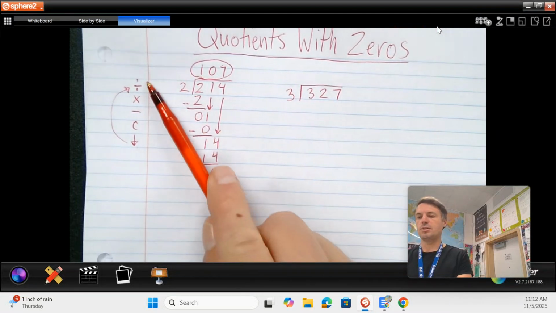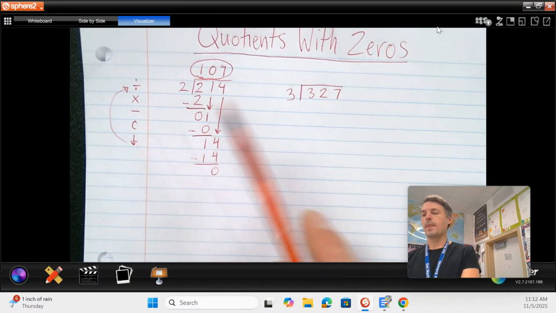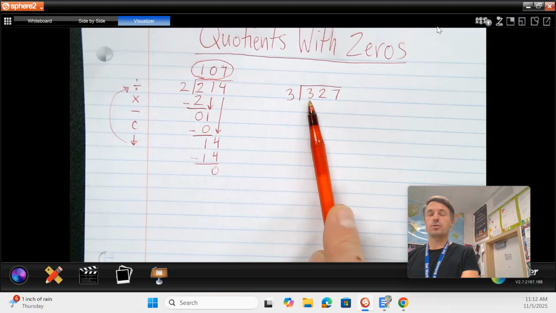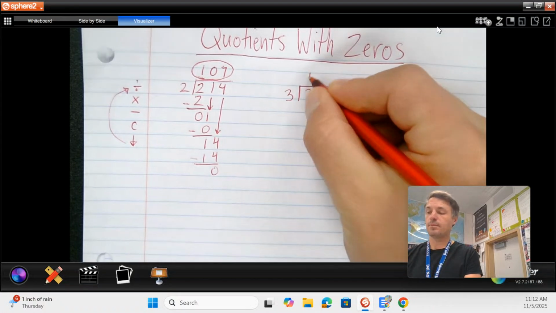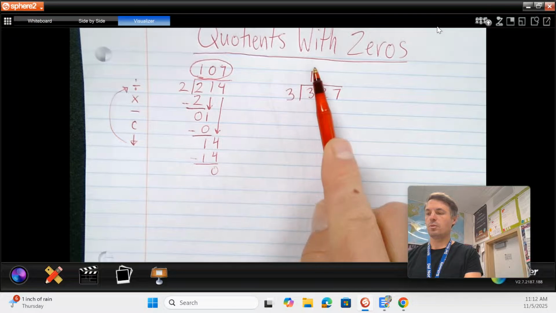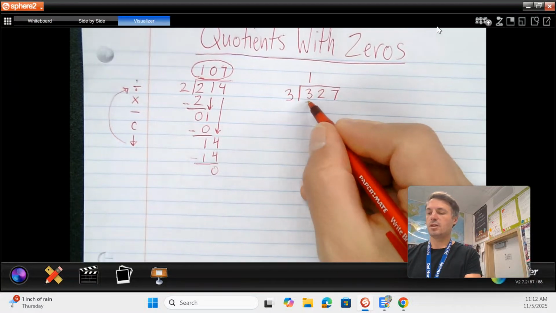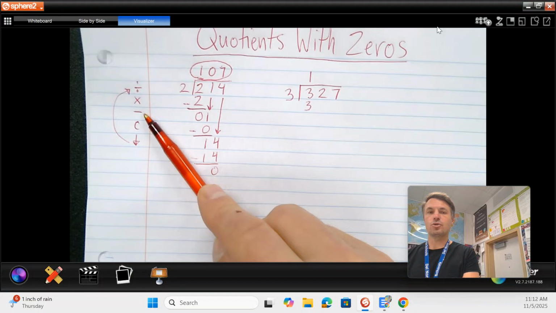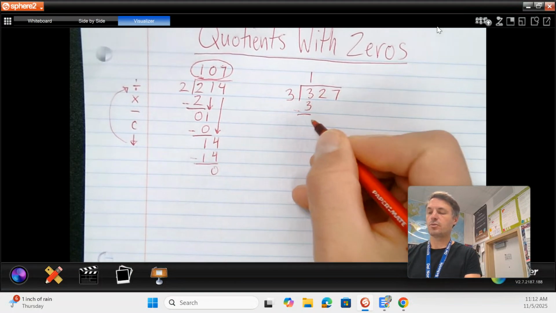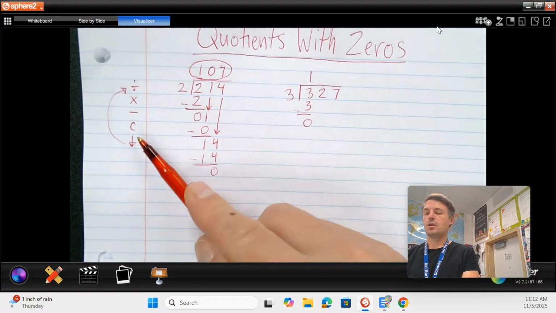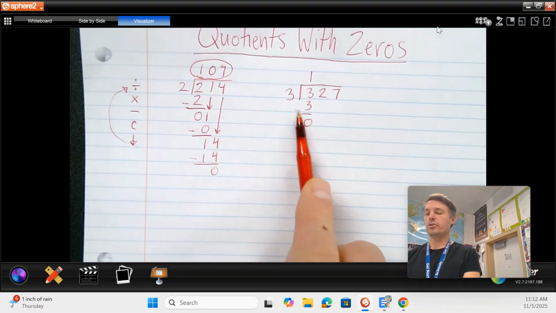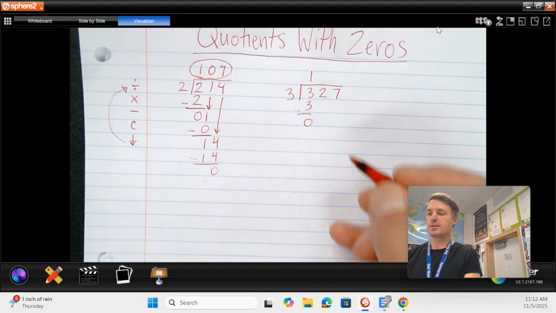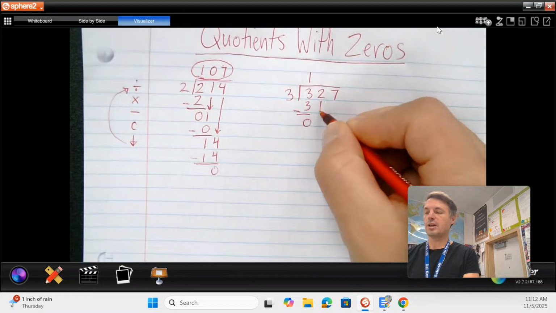Again, we follow the steps: divide, multiply, subtract, compare, bring down. Can 3 fit into 3? Yes, exactly one time. Now we multiply. 1 times 3 is 3. Now we subtract. 3 minus 3 is 0. Now we compare. Is 0 smaller than 3? Yes. So now we bring down the 2.